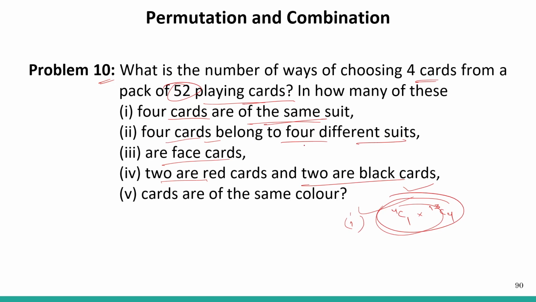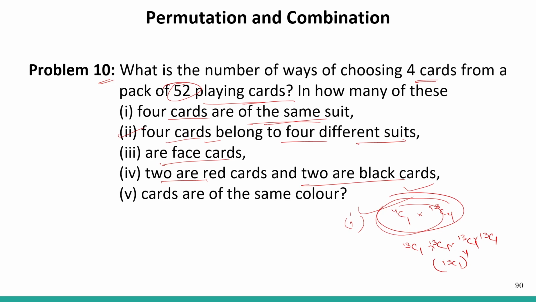4 cards belong to the 4 different suits. What we need to consider here is, for the first card you need to choose what? 13C1 choices are there, and for the second there are 13C1, and for the third it will be 13C1, and for the fourth it will be 13C1. Multiplying all those, it will be 13C1 to the power 4. This many possible ways are there for part 2.